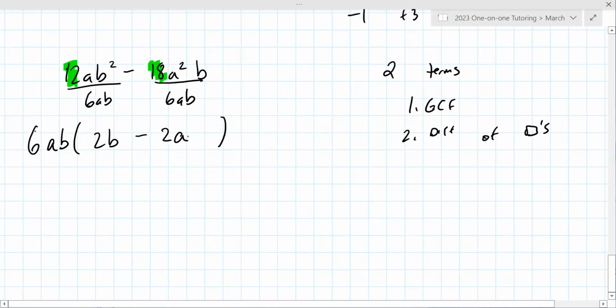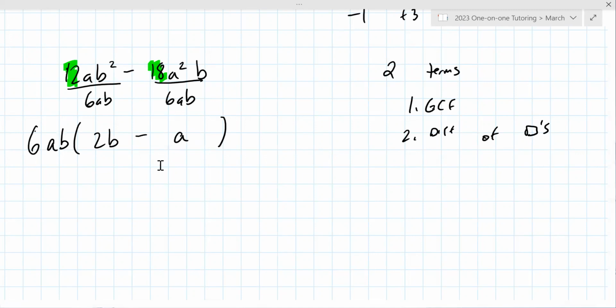Now, there's a small mistake on the second one. What is 18 divided by 6? That would be 3. You got it. There you go.